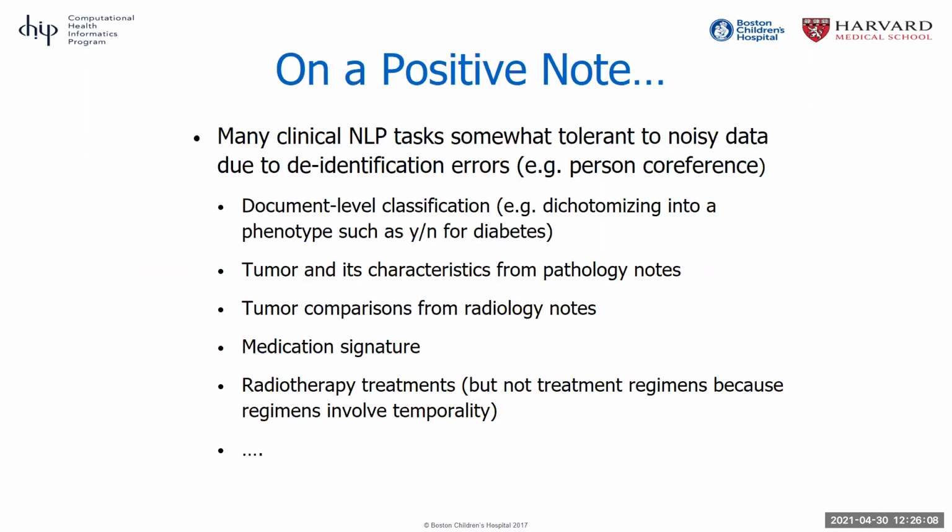On a positive note, although there is lots of noise in de-identified data, there are some tasks that seem tolerant to that noisy data. One such task is document level classification. So dichotomizing patients into a phenotype such as yes, no for diabetes, the tumor and its characteristics from pathology notes, tumor comparisons from radiology notes, medication signature, radiotherapy treatments, however, not treatment regimens.